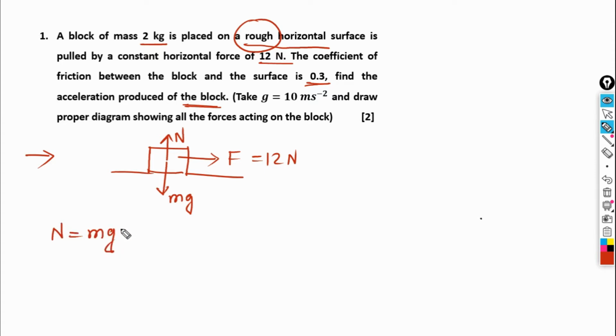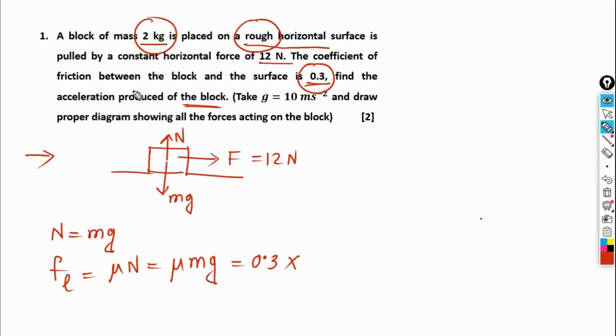In friction problems, always first of all we will find the limiting friction. Here it is not mentioned whether 0.3 is the static or kinetic coefficient of friction, so we can use FL or FS, whatever. So FL, limiting friction, we are finding: mu into N, so mu N equals mu mg. Here mu is given 0.3, m is 2 kg, and g you take 10, so you will get 6 Newton.